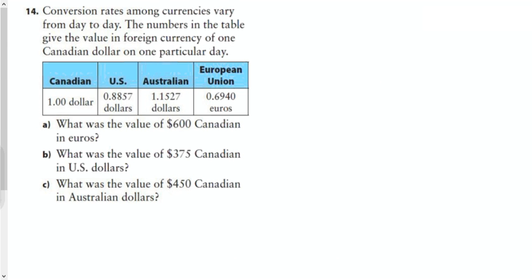Question 14, it says conversion rates among currencies vary from day to day. The numbers in the table give the value of various currencies. What is the value of $600 Canadian in euros? So what we're going to do here is kind of interesting, because really what we're doing is setting up a ratio, not a rate. We're setting up a comparison of Canadian dollars to euros. It's comparing money to money.